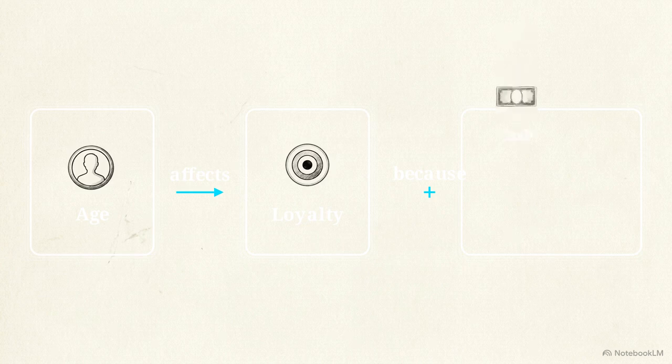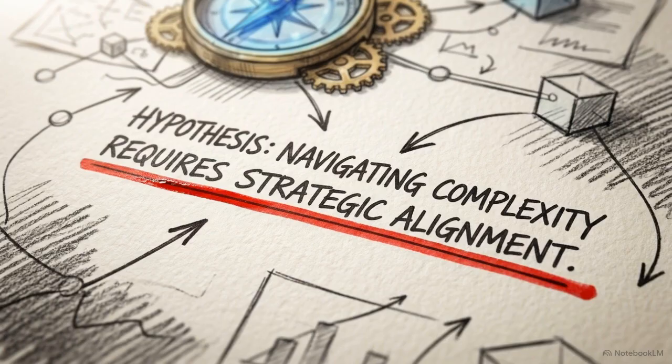To build your hypothesis, use this template. I believe blank affects blank because blank. First, define the relationship. For our coffee shop, I believe age affects loyalty participation. Next, add the business logic, because older demographics prefer cash and avoid apps. Forcing your assumptions into this written structure exposes them clearly on the page. Now, the data has something specific to challenge.